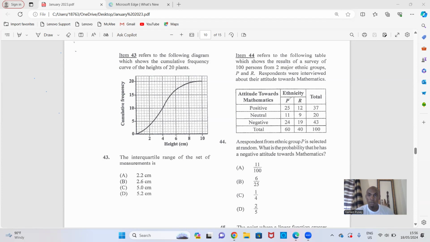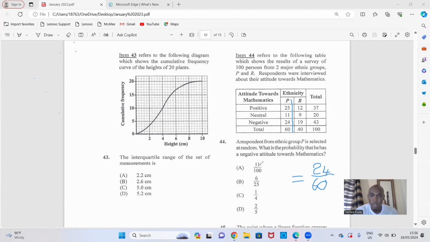So they are going to select from this group at random right here. So we're going to focus on this group. It's not the total they are selecting from, which is 100. They are selecting just from this group. So if they want to find probability, it's going to be over the total for the ethnic group, which is 60. So we're looking for something over 60. What is the probability that he has a negative attitude towards mathematics? Negative would be 24. So it's 24 over 60.